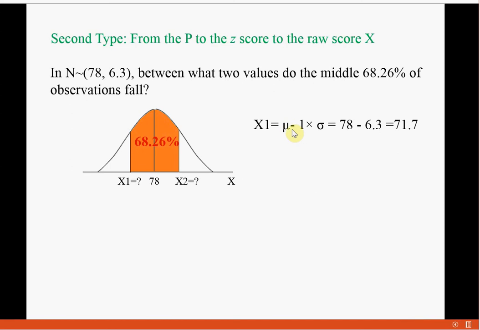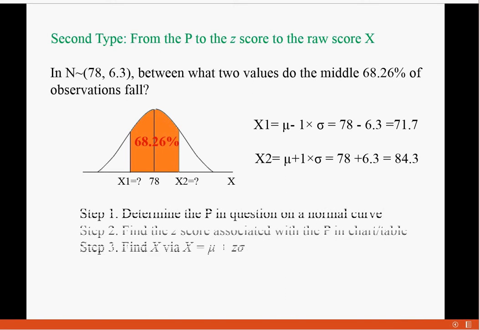In this formula, mean minus 1 times standard deviation. 1 tells us that x1 is 1 standard deviation, and the negative sign means it's below the mean. So you follow this formula and plug in the numbers, 78 minus 6.3 gives us 71.7. So x1 is 71.7. For x2, we follow a very similar formula, except here is a positive sign that refers to the fact that x2 is above the mean. So it's one standard deviation above the mean. We follow through the calculation and obtain the value 84.3 for x2.